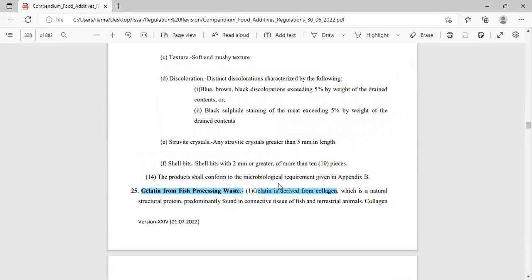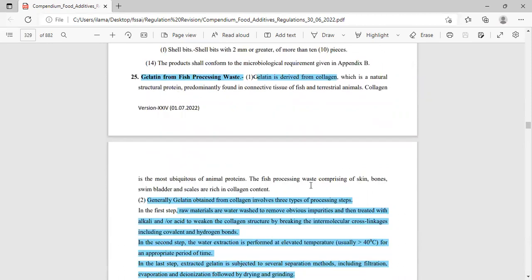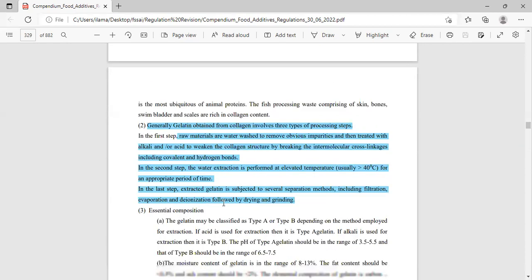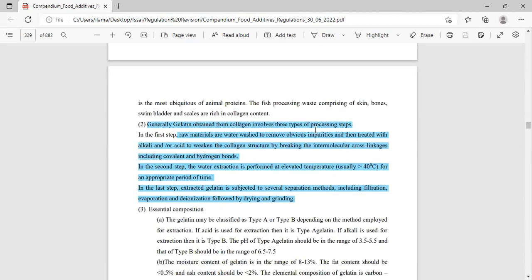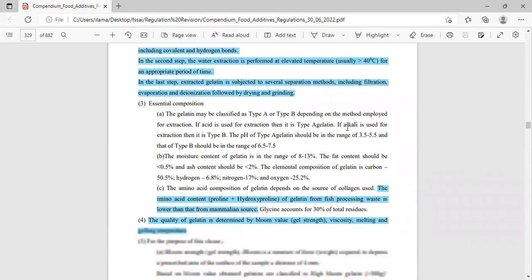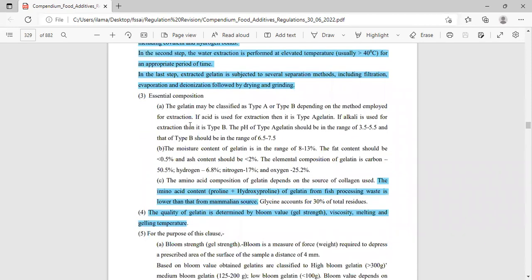Gelatin is usually derived from collagen, which is a natural structural protein, and it is usually found in fish and other animals. So there are 3 types of gelatin based upon its method. So just go through what are the 3 types of manufacturing of gelatin, and what are all the types.